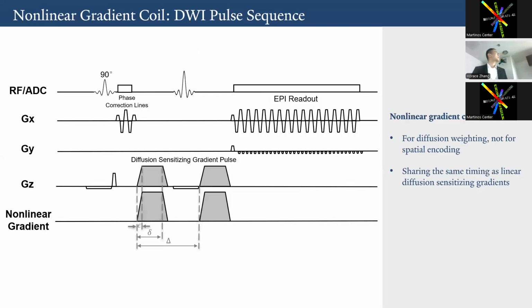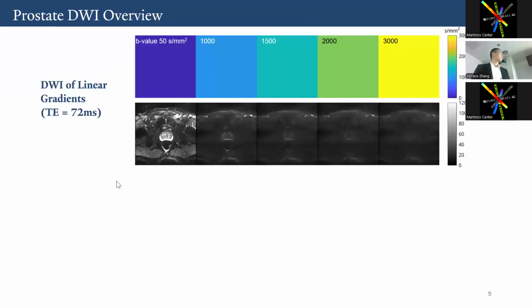So this is how we are going to apply the nonlinear gradient channel onto the DWI sequence. I want to note that this is only for diffusion weighting, not for spatial encoding. So you can see that the nonlinear gradient is only turned on during the diffusion sensitizing block, and it shares the same timing with the linear gradient channels. So how does it look?